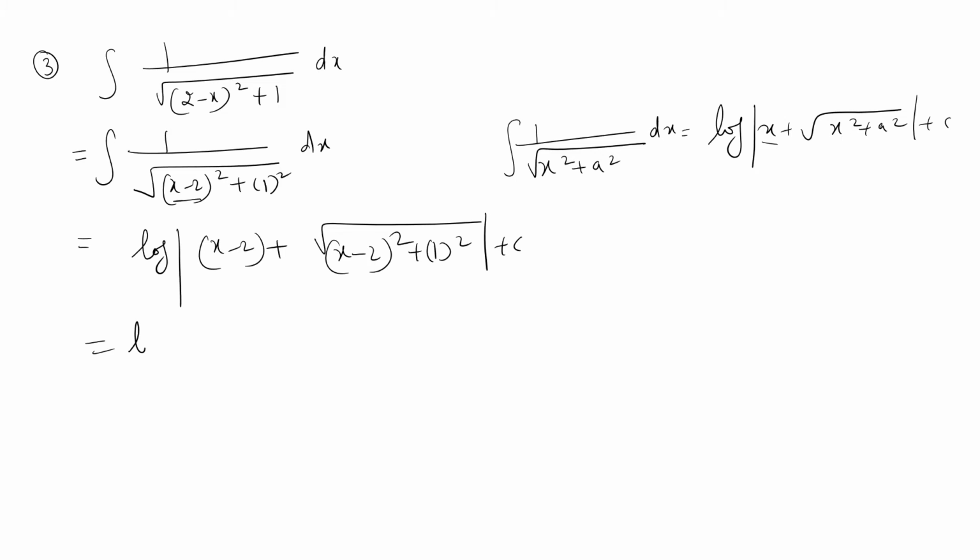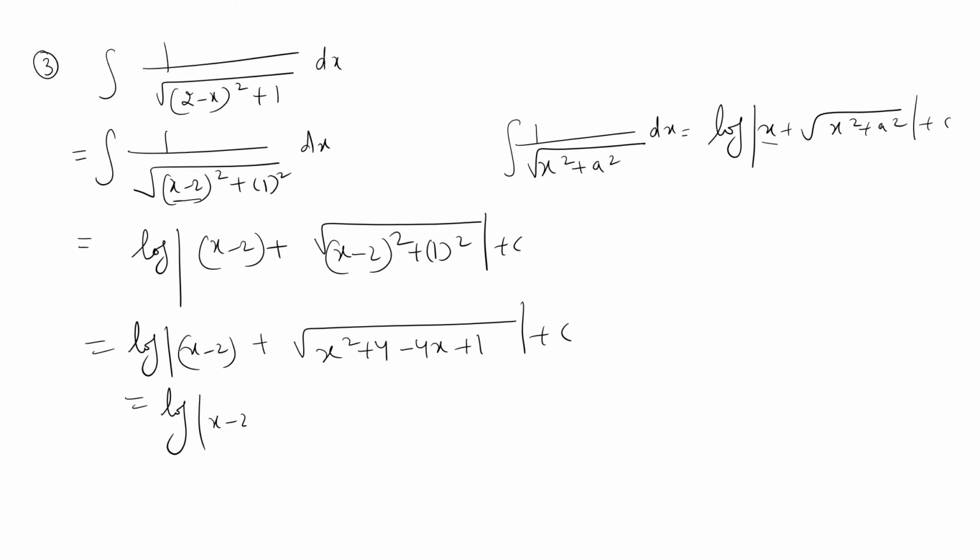So this becomes log of x minus 2 plus, you open it, it becomes x square plus 4 minus 4x plus 1 plus c. So this is log of x minus 2 plus under root x square minus 4x plus 5 plus c.